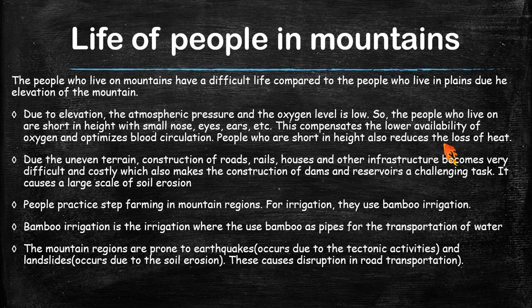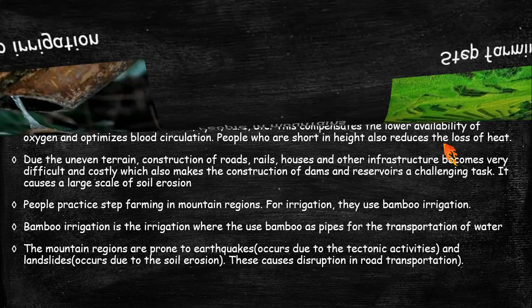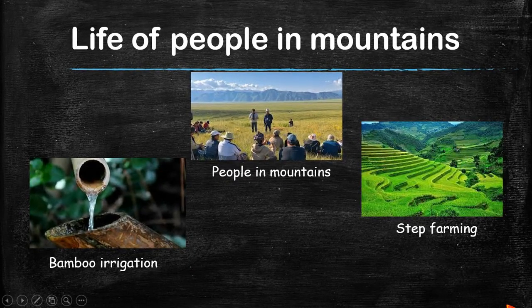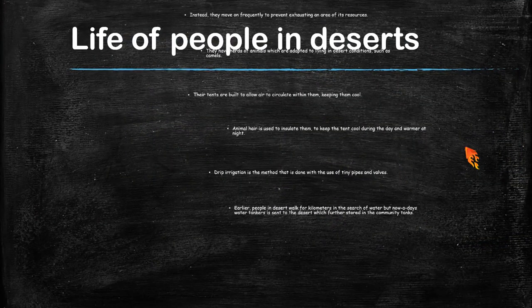So, mountain regions are prone to earthquakes, which occur due to the tectonic activities under Earth, and landslides, which occur due to soil erosion. This also causes disruption in road transportation. People who live in mountains are short in height, as you can see. And this is bamboo irrigation, and this is duck farming in mountains.